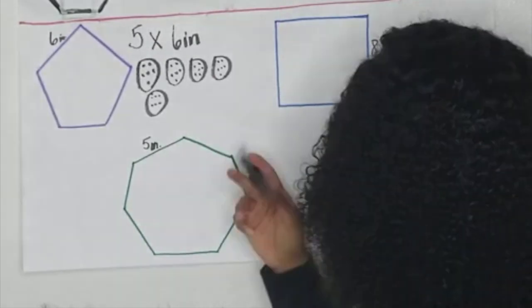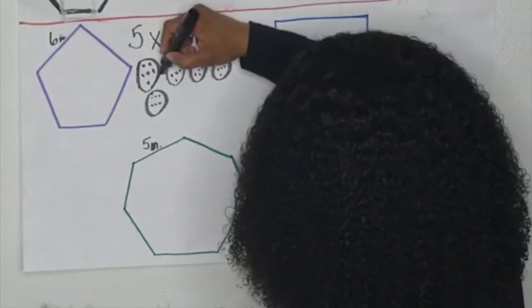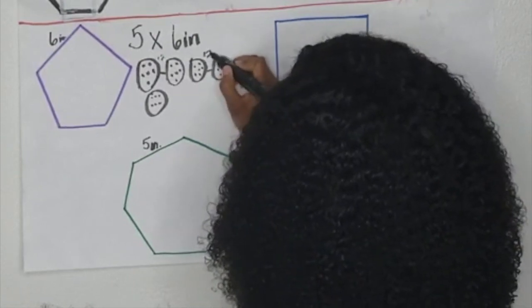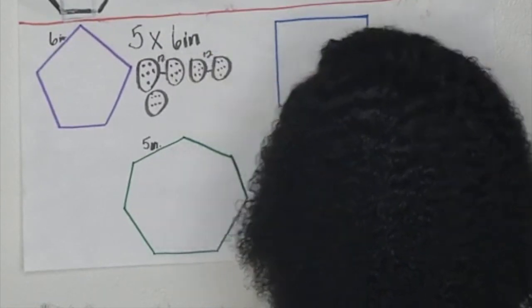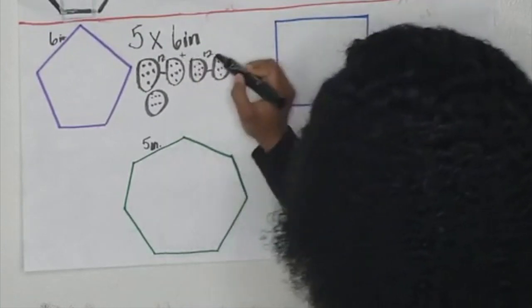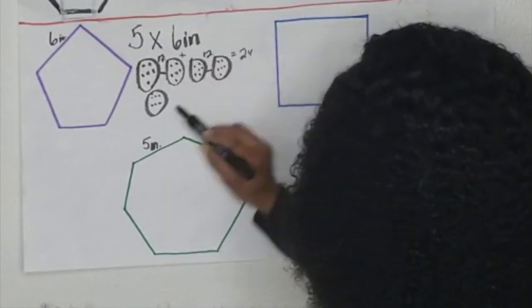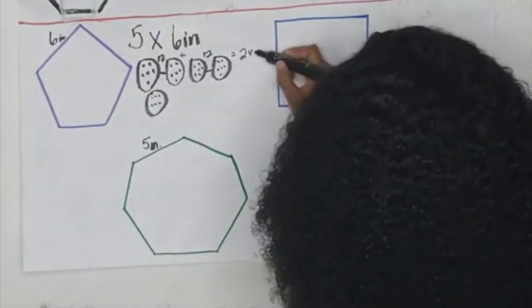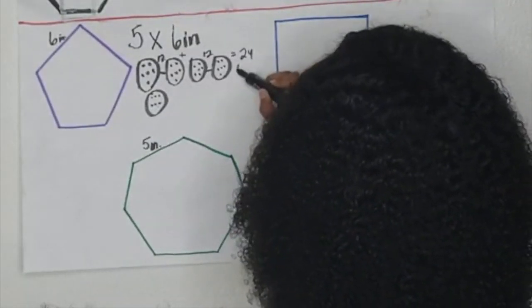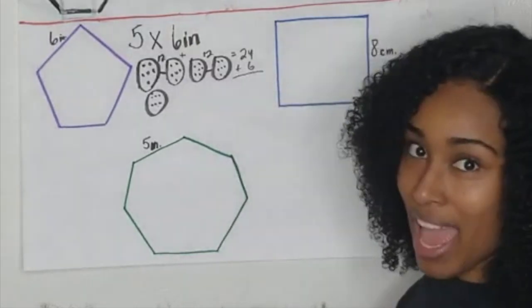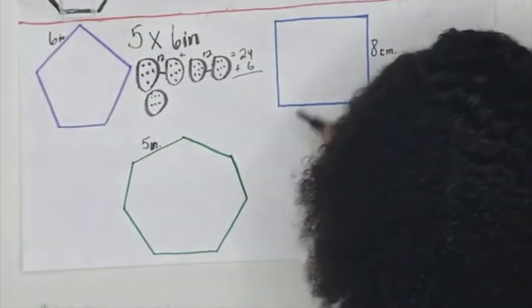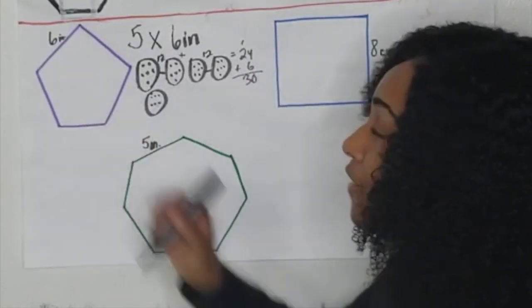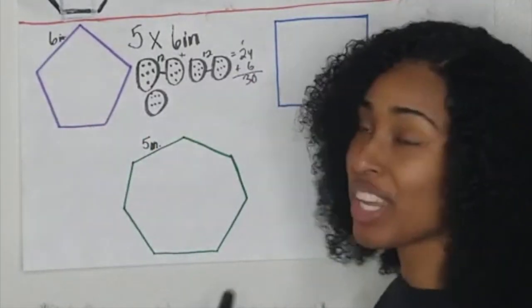Okay, it's 24. So I could put these two together and say that equals 12. I know that these two together equal 12 because I know 6 and 6 is 12. Then I can say 12 plus 12 is 24 plus my 6. So I'm thinking of quick ways to add everything together. So I have 24 plus 6 is what? 30. Good. So my perimeter for my pentagon is 30 inches.